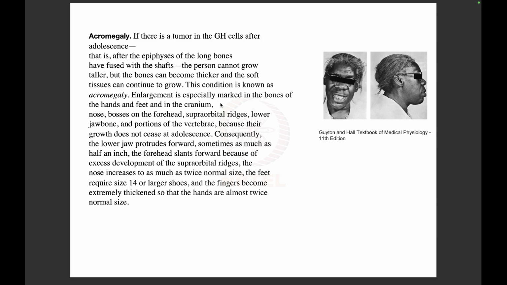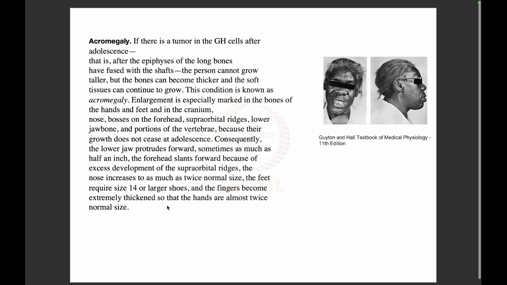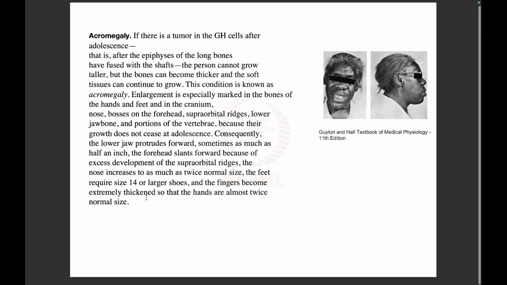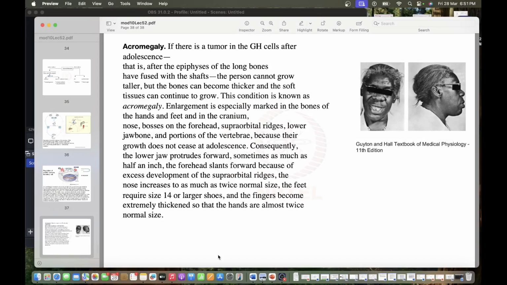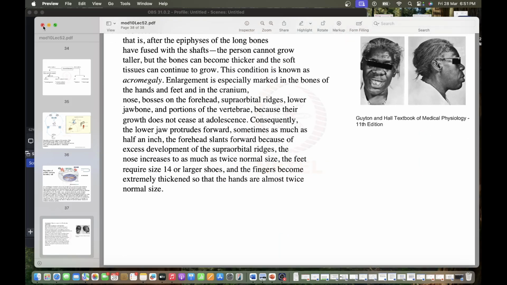So enlargement is especially marked in the bones of the hands and feet, in the cranium, nose, bosses of the forehead and supraorbital ridges, lower jaw bones and portions of the vertebrae, because their growth does not cease at adolescence. Okay, so this is a condition. Yeah, so this is the end of our topic for today.